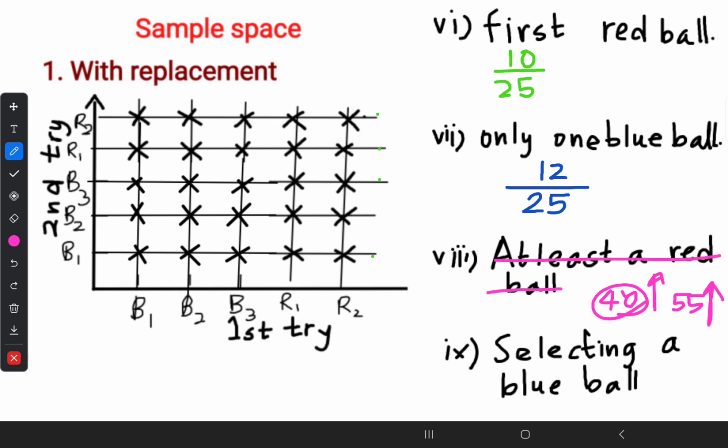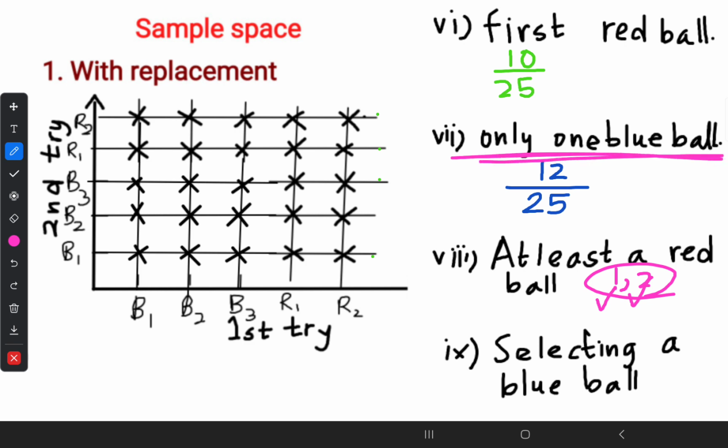At least a red ball is similar to this instance. At least 40 marks: the people who got 40 marks can put their hands up, and the people who gained more than 40 marks also can put their hands up. Same thing here as well. At least a red ball means you can obtain the instances with one red ball and two red balls. In two red balls also, the condition of having a red ball is satisfied. In both cases, the at-least-a-red-ball condition was satisfied.